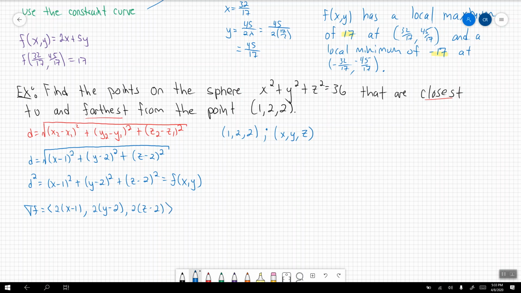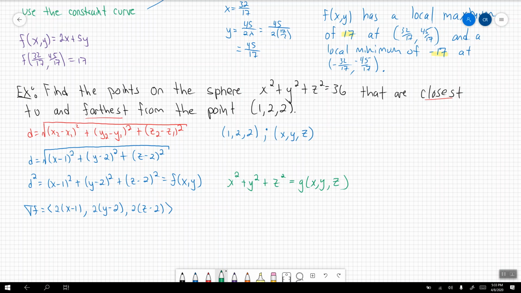Now I also need a constraint function. What is a constraint function? Well, the constraint function that we're going to be working with, I'm going to highlight in green. This is going to be my constraint function, g of x, y, z. Now, when g of x, y, z is equal to 36, then that means it's a level surface.